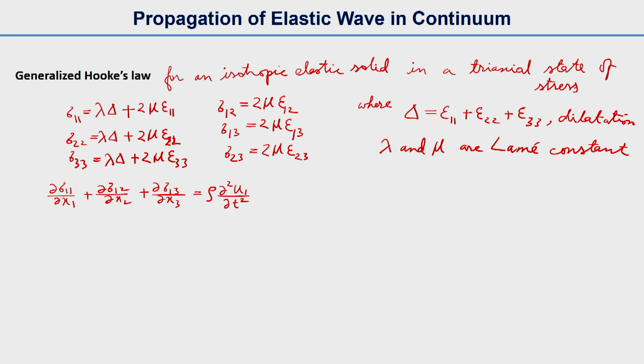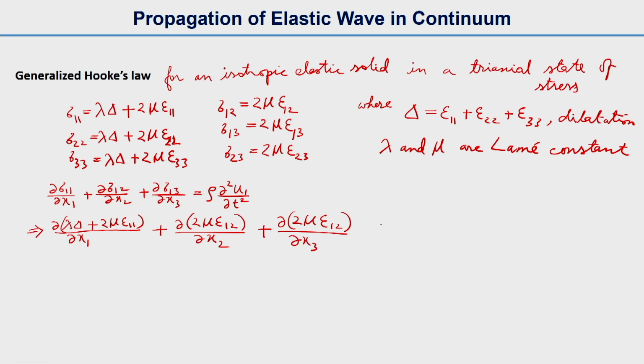Now if we substitute these stresses with strain, what we get is partial of lambda delta plus twice mu epsilon 11, the partial derivative of the whole thing with respect to x1, plus partial of twice mu epsilon 12 with respect to x2, plus partial of twice mu epsilon 13 with respect to x3, is equal to rho second partial of u1 with respect to t.